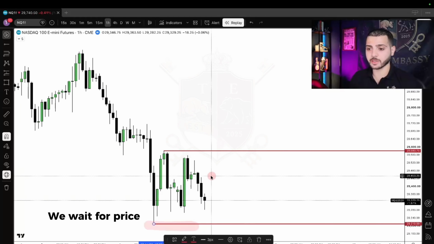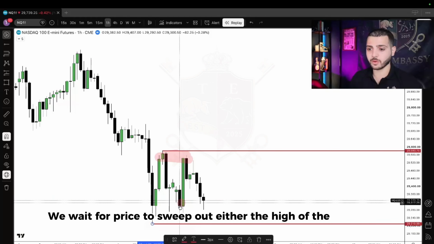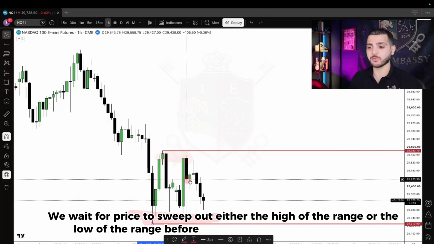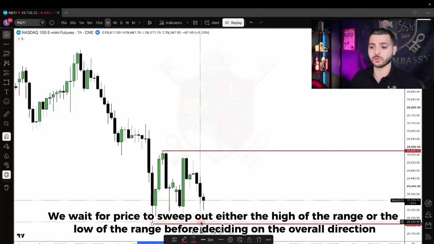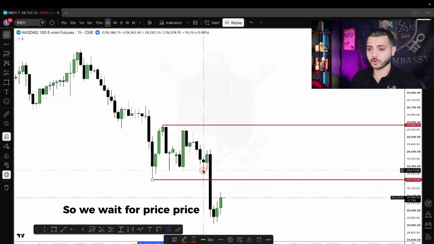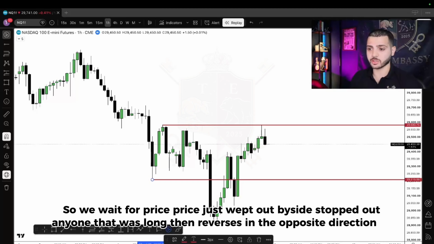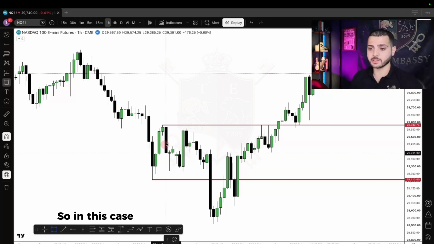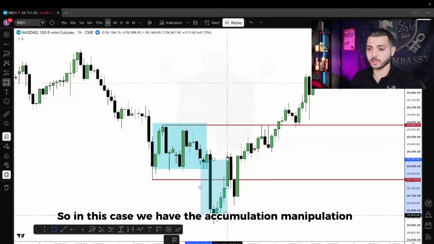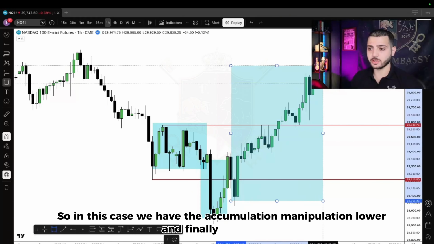We wait for price to sweep out either the high of the range or the low of the range before deciding on the overall direction. So we wait for price to sweep out buy side, stop out anyone that was long, then reverse in the opposite direction, as you can see here. In this case, we have the accumulation, manipulation lower, and finally distribution.